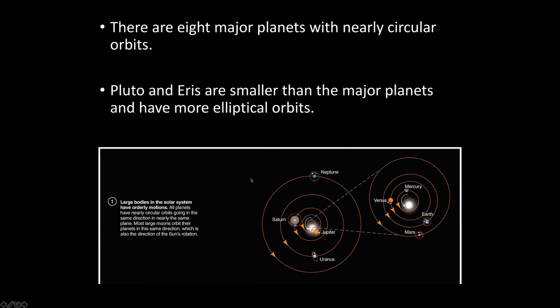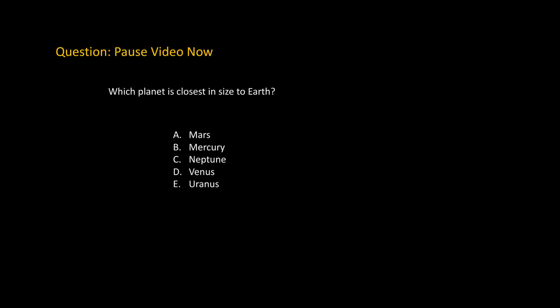All planets are basically orbiting in the same direction around the sun. Most large moons also orbit their planets in the same direction, which is also the direction of the sun's rotation. So everything's sort of going in the same direction and mostly in the same plane, as we saw. Okay, so pause the video and answer the question.